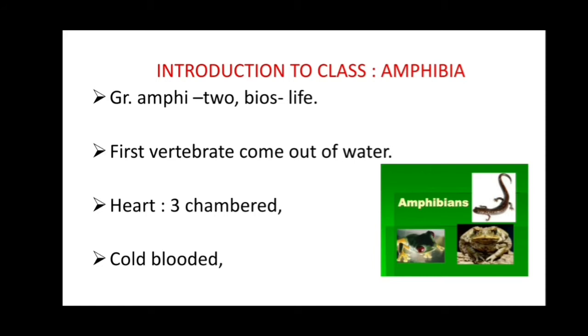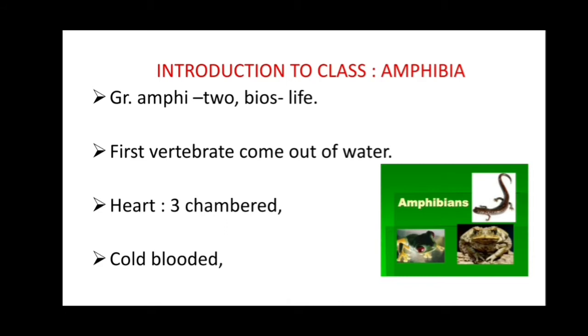They are cold-blooded animals. As we know, cold-blooded animals are known as poikilotherms. These organisms cannot maintain their body temperature. According to the environment, their body temperature changes. That's why these organisms are known as cold-blooded organisms.